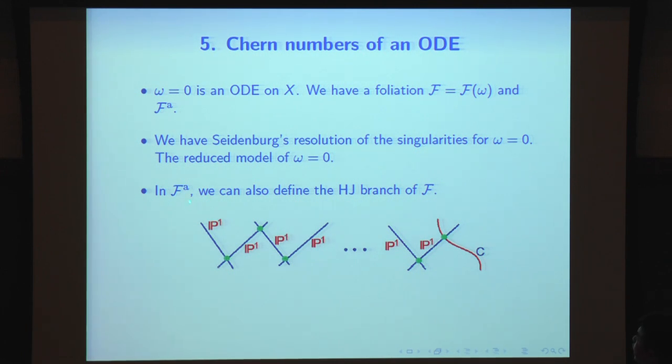Because this is a set of algebraic curves, we can also consider the Hilbert-Young branch in this subset. In the fibration case, we consider the Hilbert-Young branch in the singular fibers. Actually, for an integral curve, the corresponding notion is the fiber component. So we can define the Hilbert-Young branch in this subset. If the algebraic integral curve is a chain of rational curves, we call this the Hilbert-Young branch of the foliation.